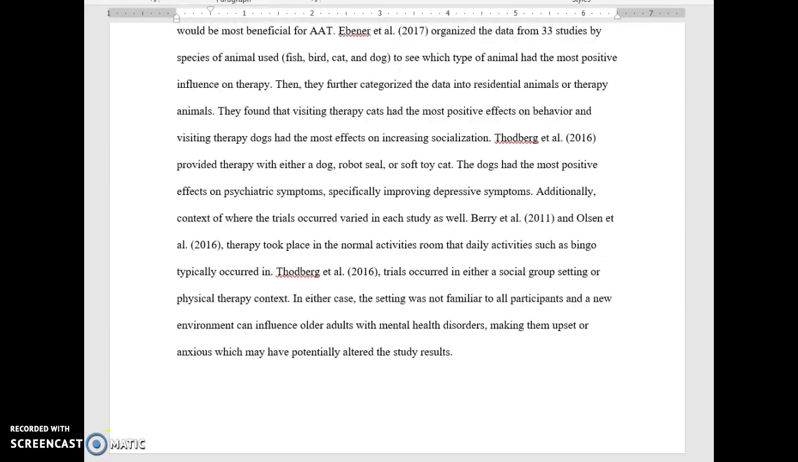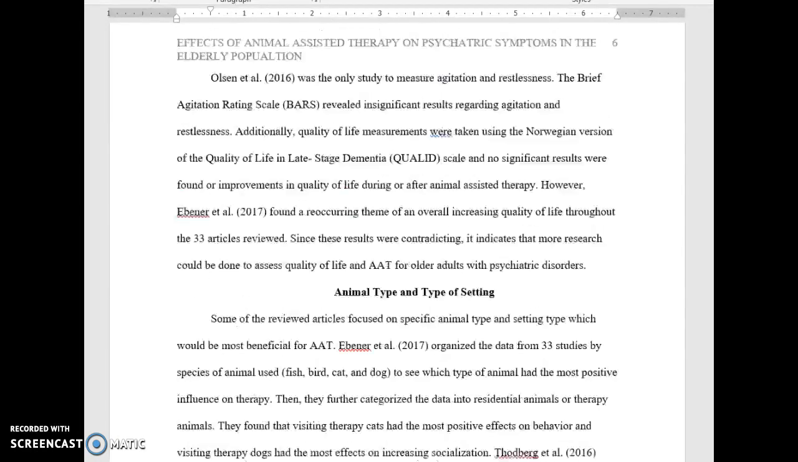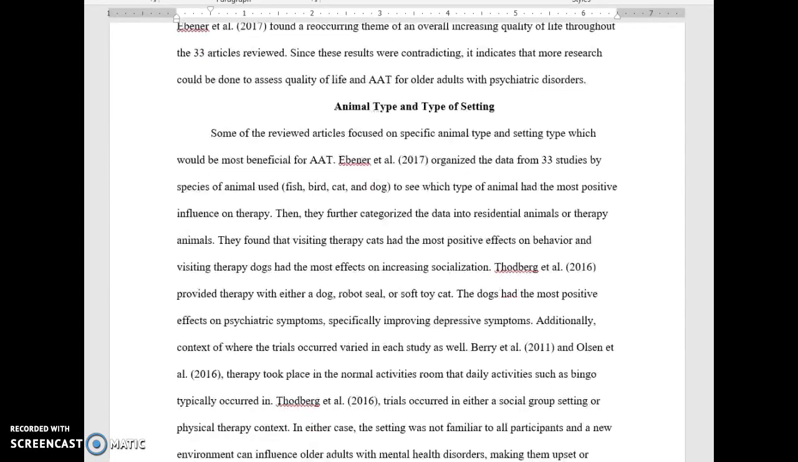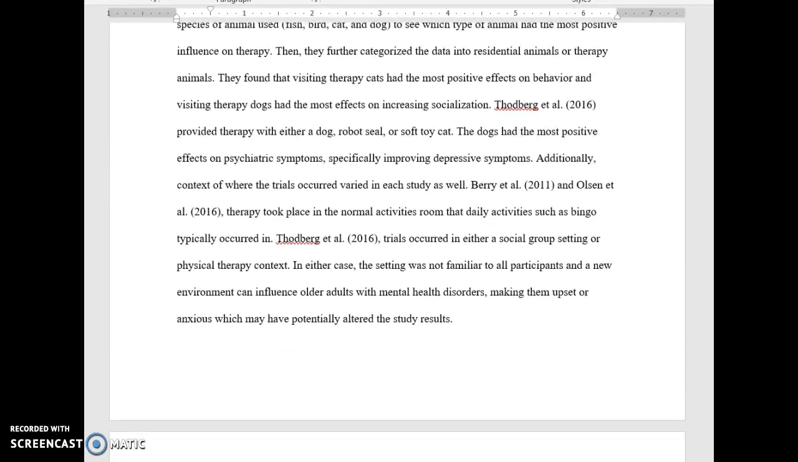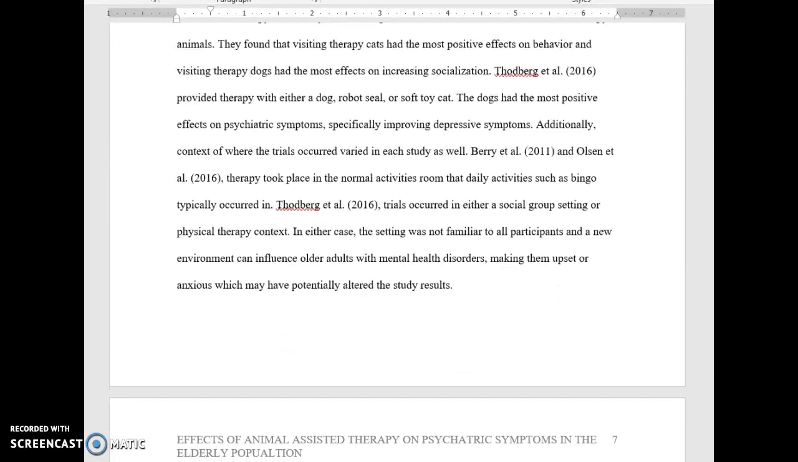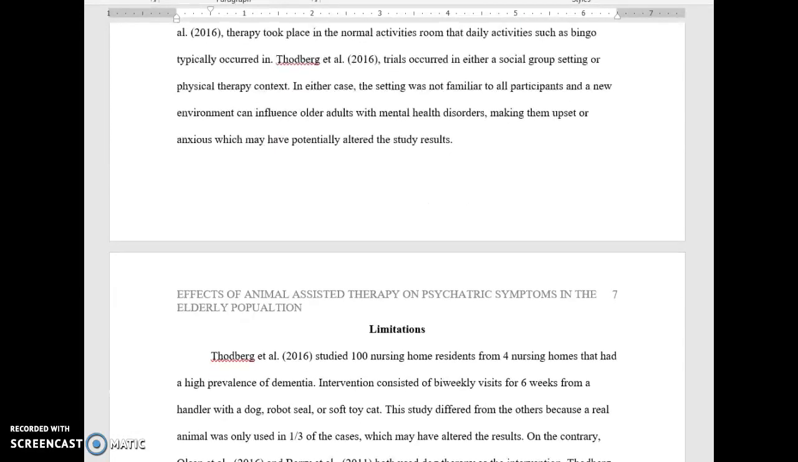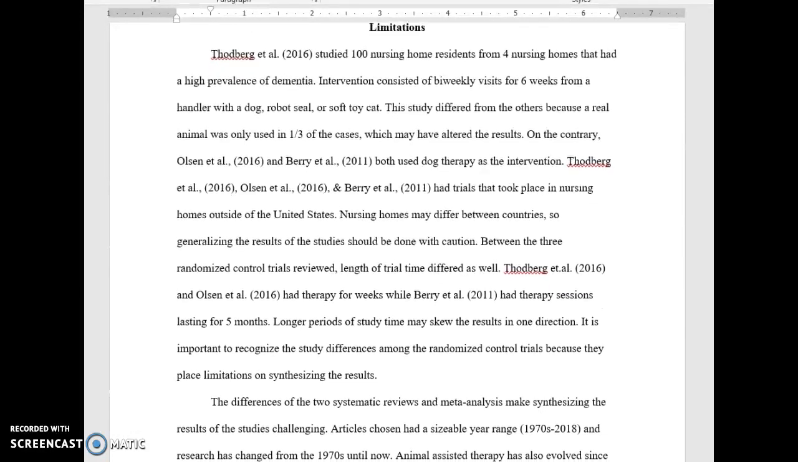This section is a bit better in terms of the level of synthesis. You have a little bit more of a compare and contrast when you're talking about the different animals that were used. So that one is much better.